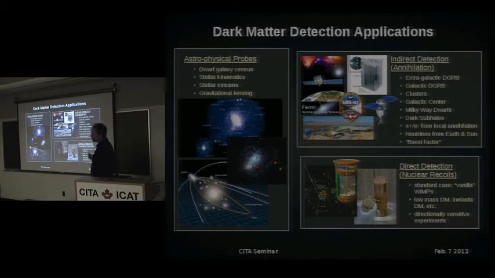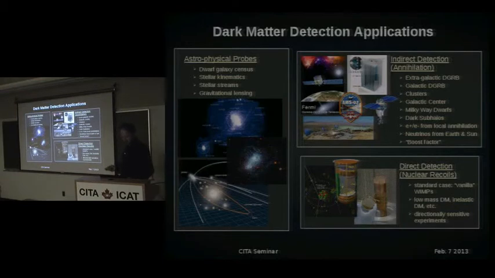Then we have two particle physics-y drivers, ways to learn about dark matter. One is indirect detection, referring to the hope of measuring the annihilation products of dark matter. So dark matter can annihilate and produce gamma rays or antiparticles or neutrinos, and you can hope to detect those and learn about dark matter in that way. And then lastly, direct detection, in which you're trying to measure the scattering of dark matter particles off of nuclei in underground detectors and learn about the nature of dark matter through those experiments.